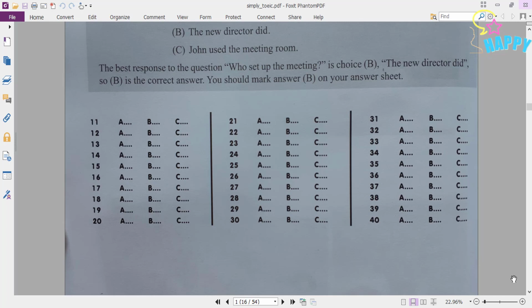Number 24. What did they decide about the budget? A. It's going to be cut by 20%. B. They're on the wrong side. C. It will be moved tonight.